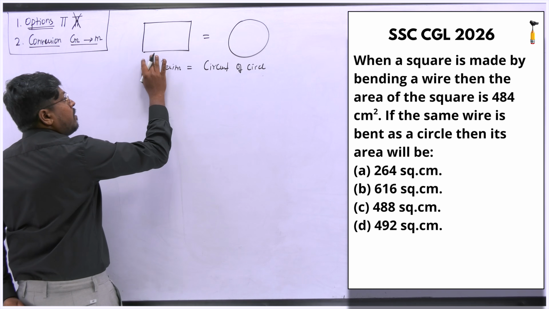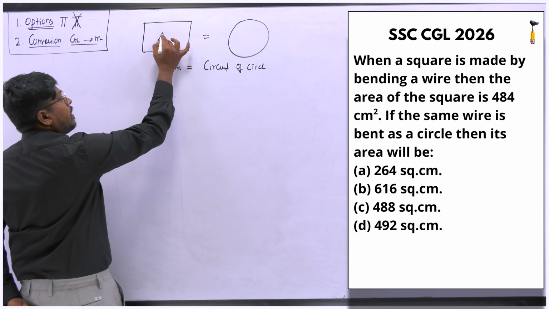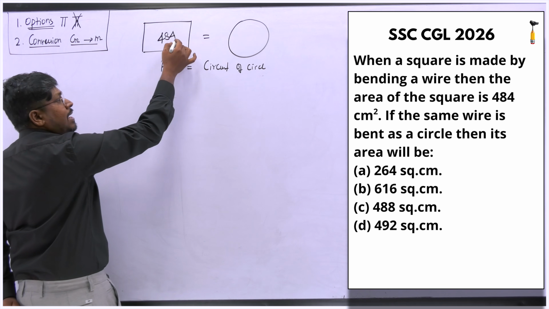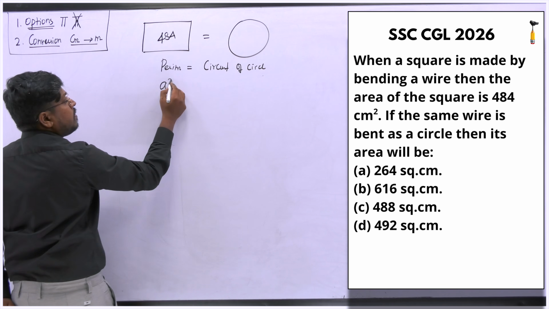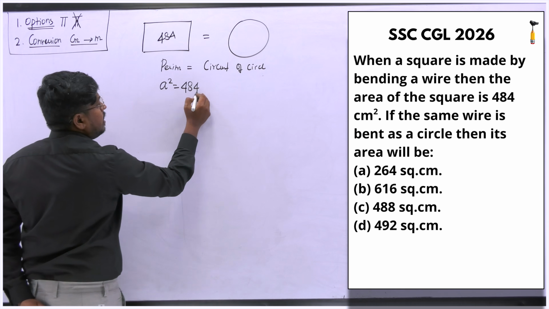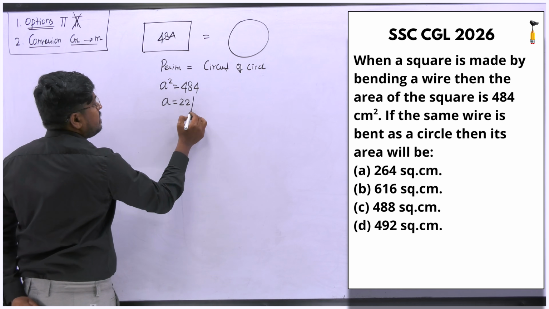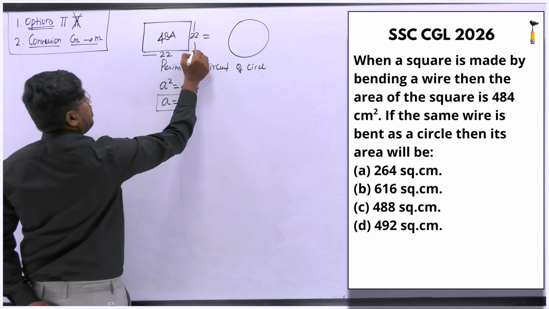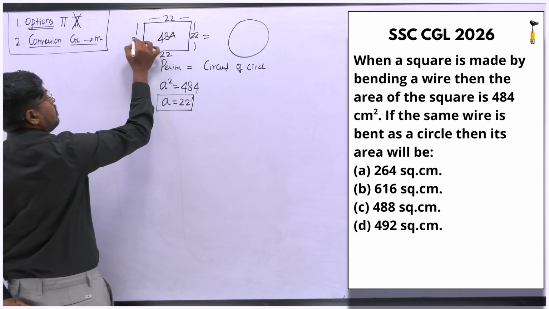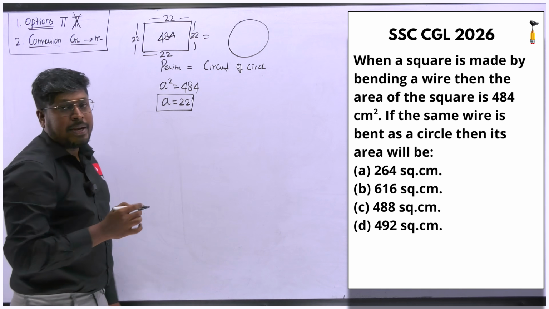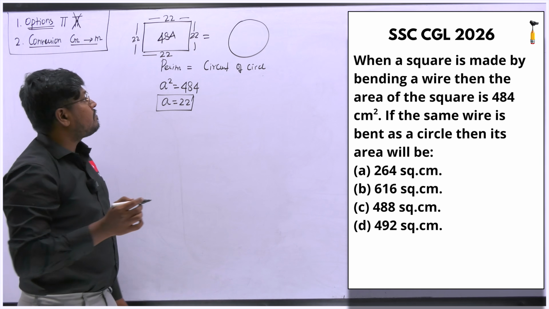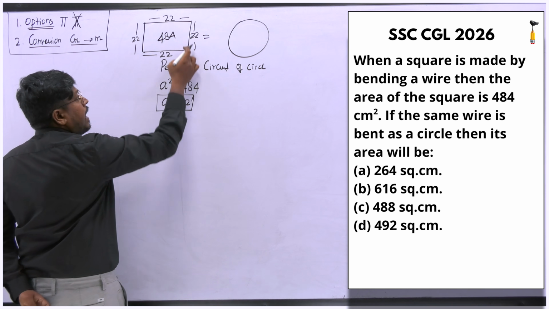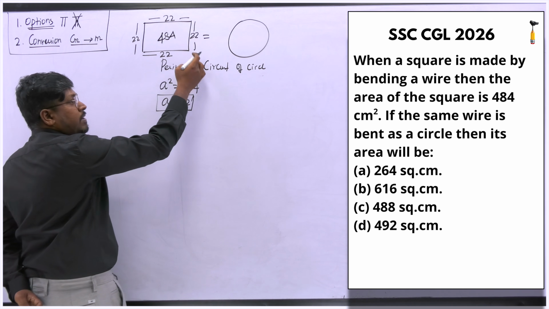Now, according to the question, the area of the square is given as 484. So the area of the square is a squared, so a squared is equal to 484. So a will be 22. That means the square side will be 22. So 22, 22, 22, 22. If all four sides are 22, the resultant will be 88. 88 will be the total perimeter, yes or no? If you add all four values, the resultant will be the perimeter.